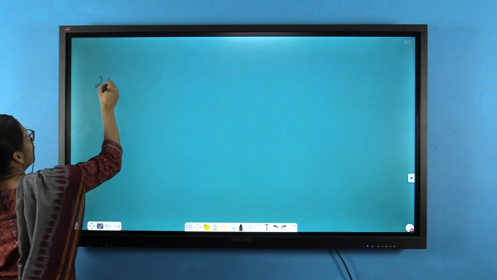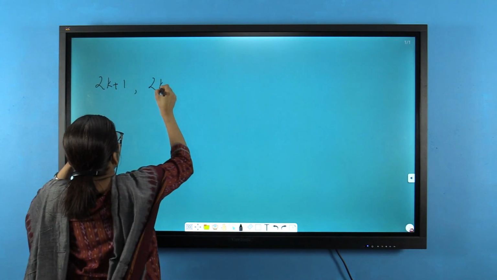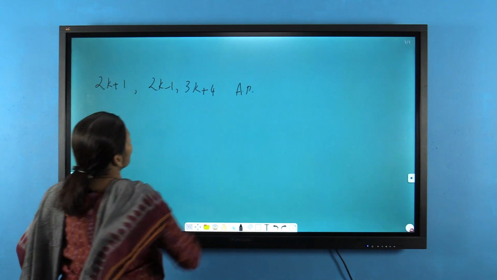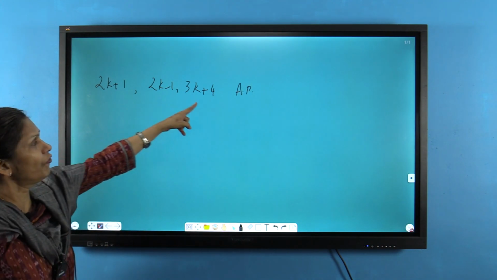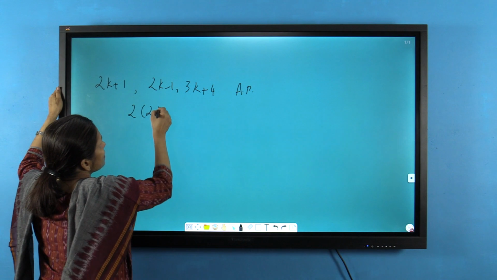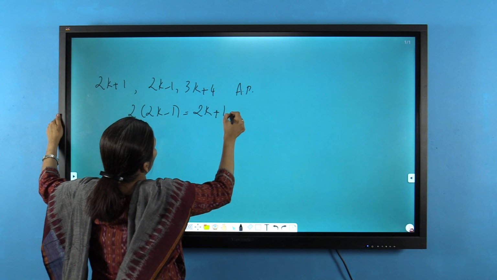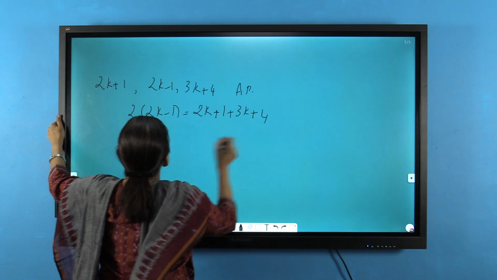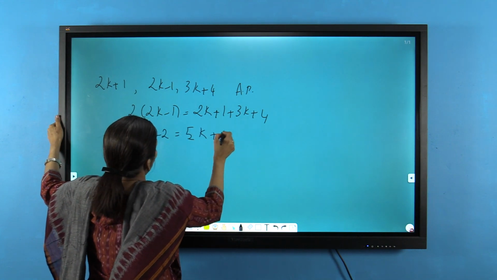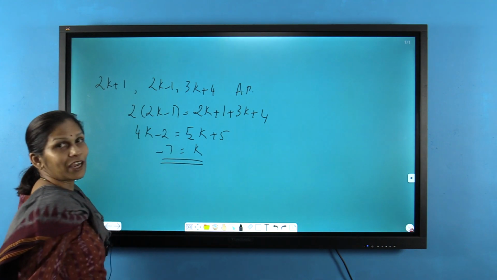Find K if 2K plus 1, 2K minus 1 and 3K plus 4 are in AP. If these are 3 terms in AP, by what I told you, twice the middle term is the sum of the extremes, 2K plus 1 plus 3K plus 4. So, you have 4K minus 2 is 5K plus 5. So, K is equal to minus 7, that is the value of K.